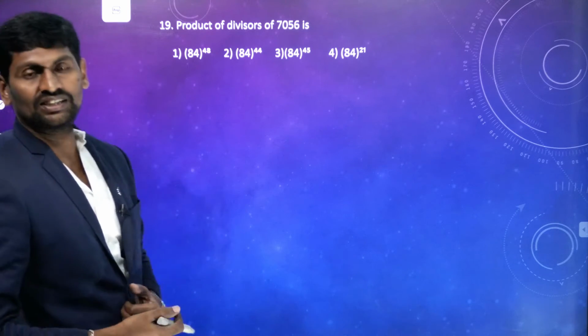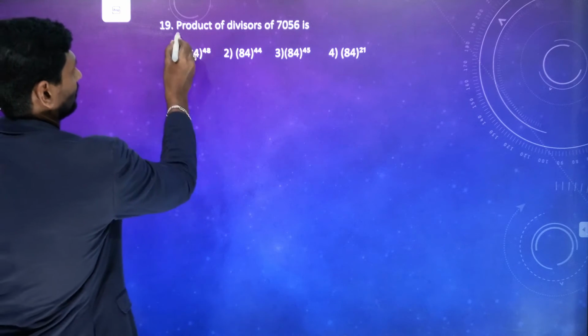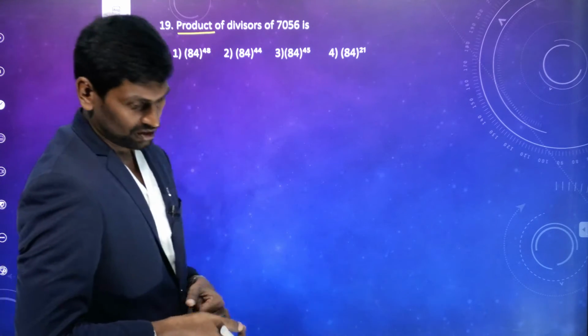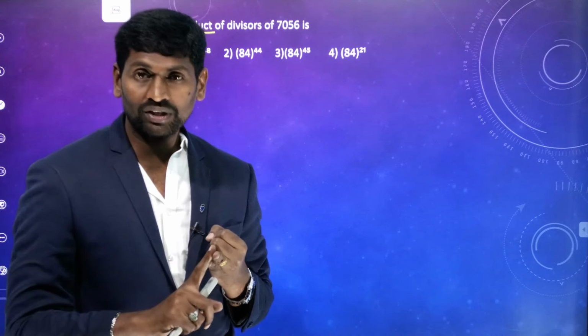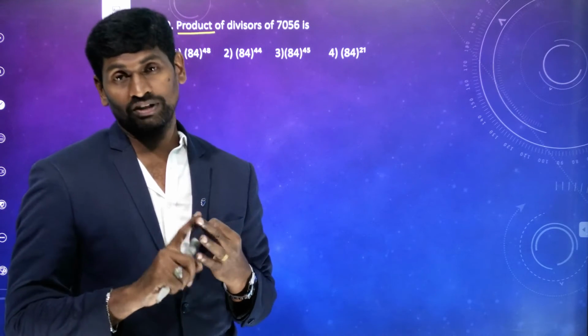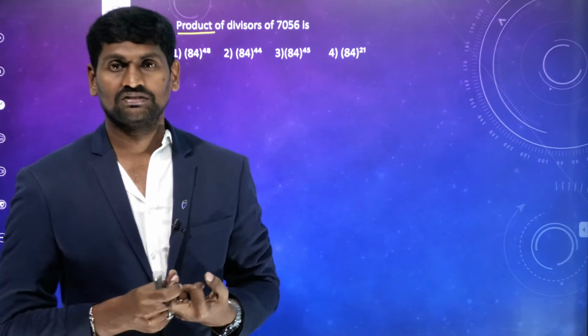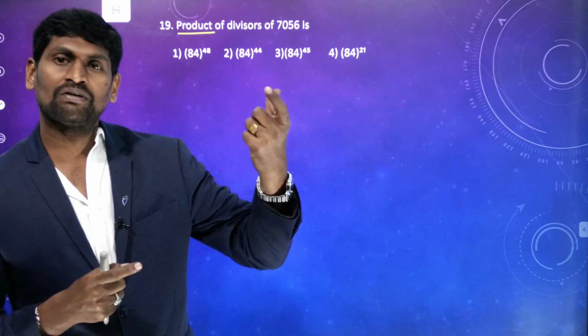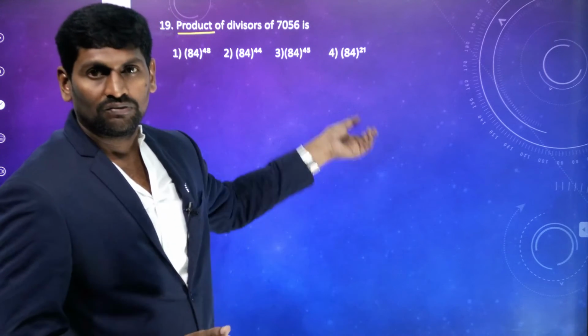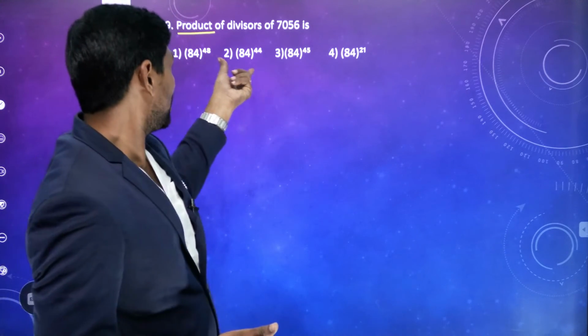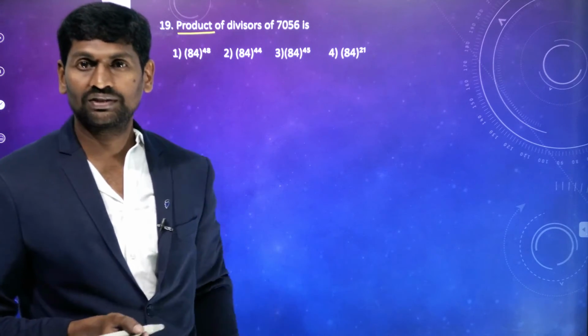Product of divisors. Product we should find. So until then we have discussed number of divisors, sum of divisors and product of divisors in our previous class. The formula is the number power half of the divisors, right? So using that formula, we have to find the divisors of 7056.